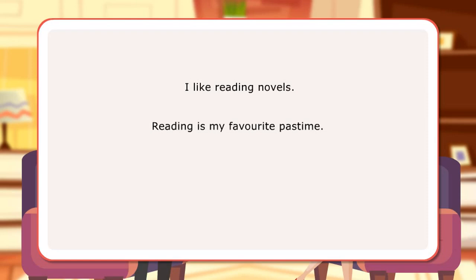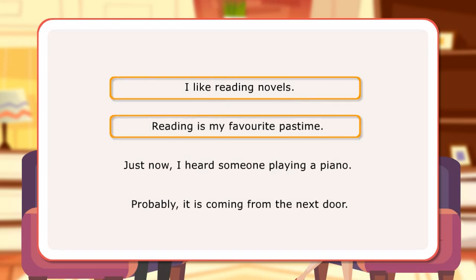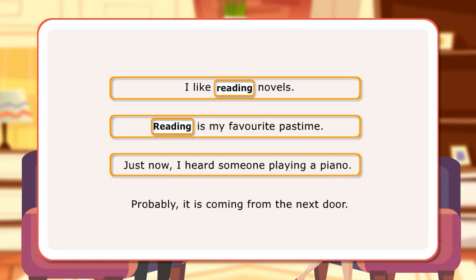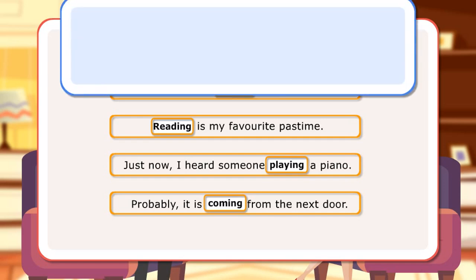Here are the example sentences. I like reading novels. Reading is my favorite pastime. Just now I heard someone playing a piano. Probably it is coming from next door. In the first and second sentence, reading is formed from the verb read by adding ing and does the work of a noun. In the third sentence, it is qualifying the noun and plays the role of an adjective. In the last sentence, it denotes the incomplete action.